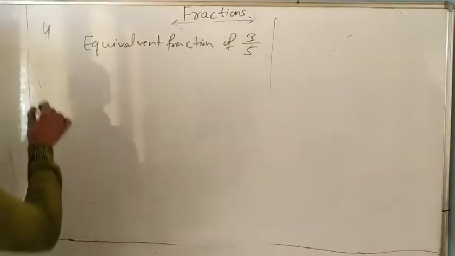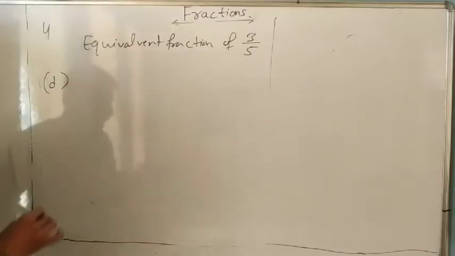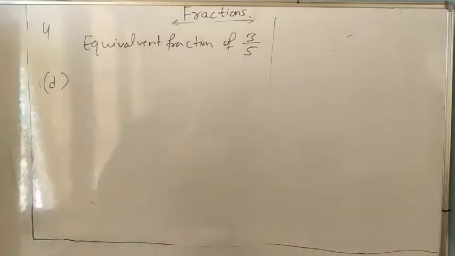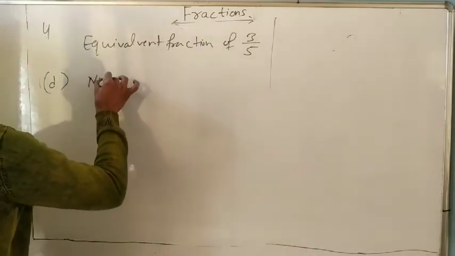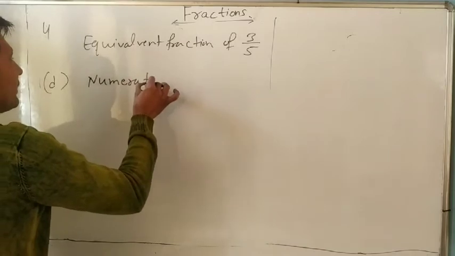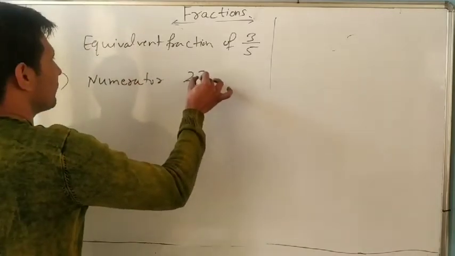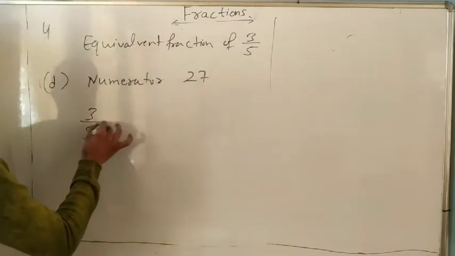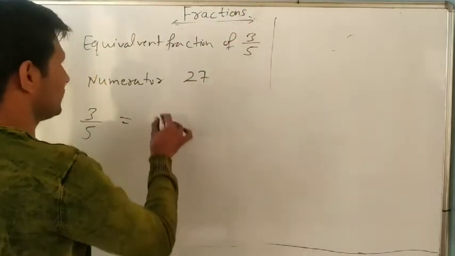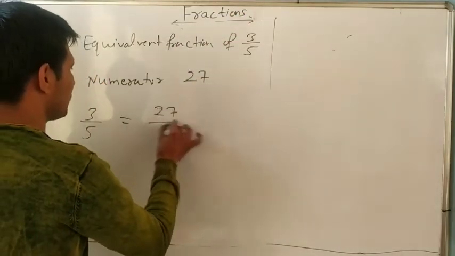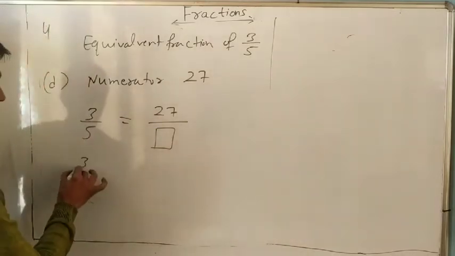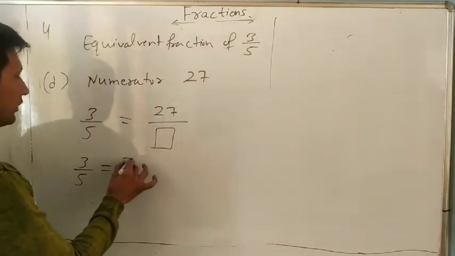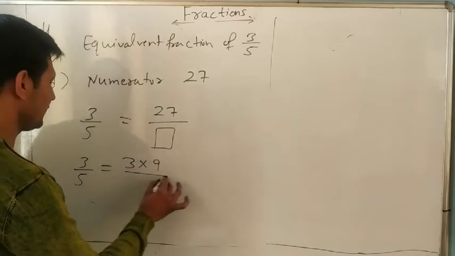the D part, equivalent fraction of 3 upon 5 having numerator 27. Numerator means always the upside. So it means 27, and we have to find this one. So what number do we have to multiply 3 by to get 27? 3 into 9.